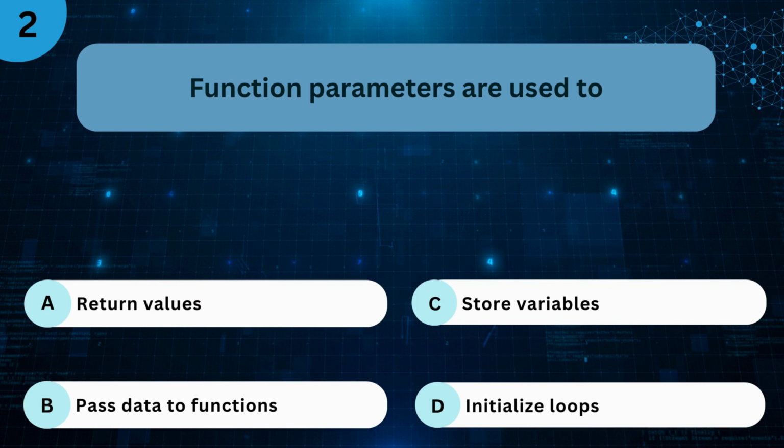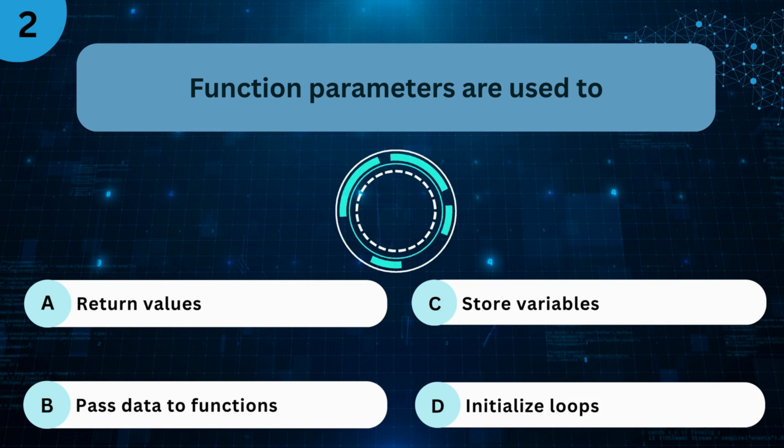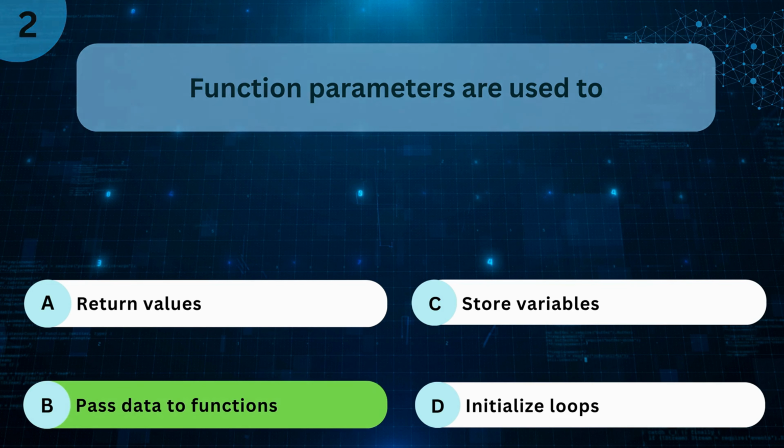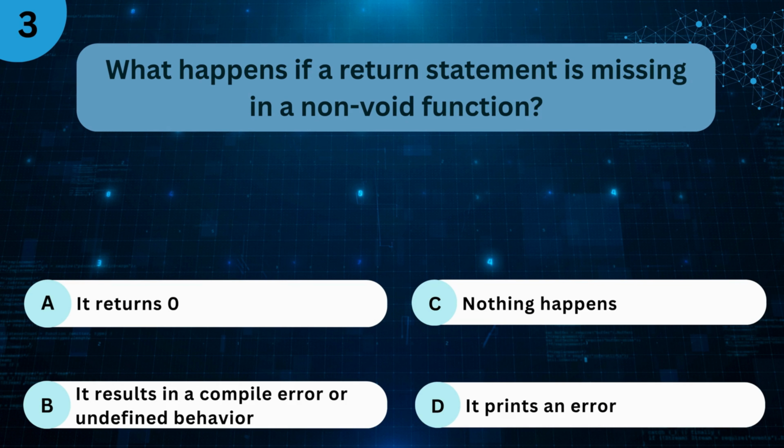Function parameters are used to: A. Return values. B. Pass data to functions. C. Store variables. D. Initialize loops. The right answer is B. Pass data to functions. What happens if a return statement is missing in a non-void function?